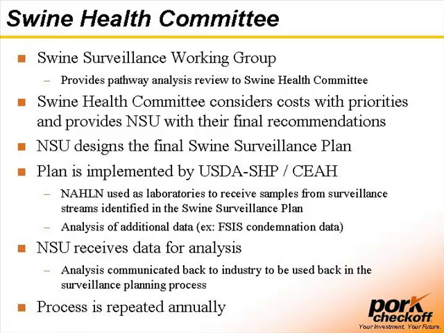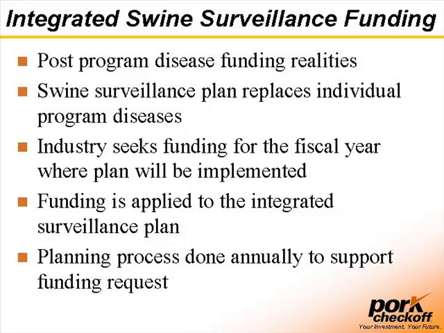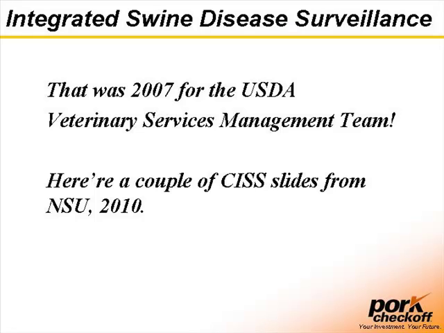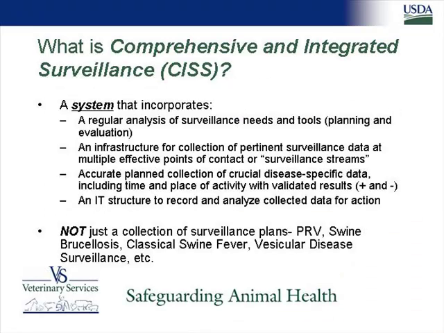The way the system would be planned is this National Surveillance Unit would receive the data for analysis and then communicate back to industry and other stakeholders to be used in the surveillance planning process. Goal was to do this annually, and it's been done more or less annually, but it's been updated at least once that I know of. So that was in 2007. Now I've got some slides that John Korslund, who works closely with Dr. Kasari, has provided us on their vision of comprehensive and integrated swine surveillance.